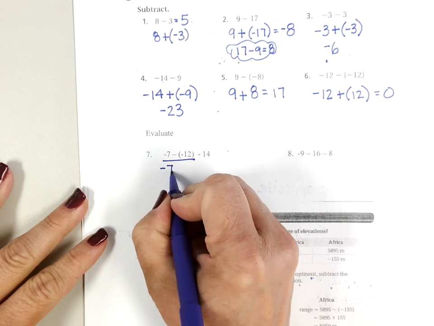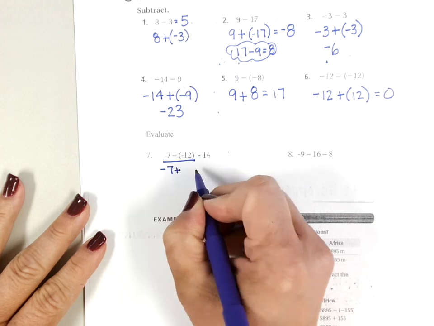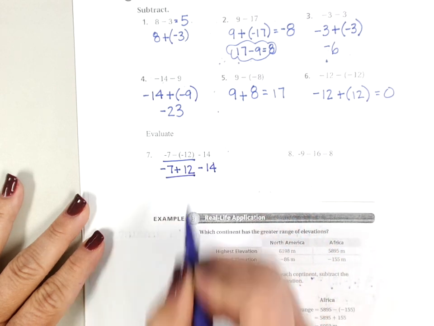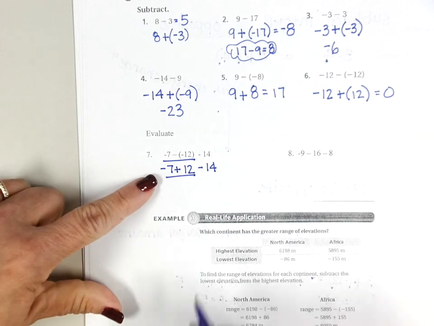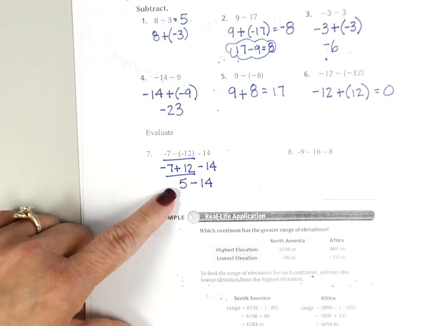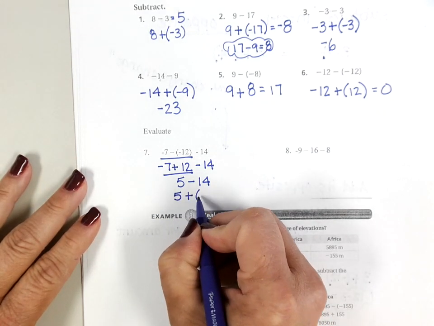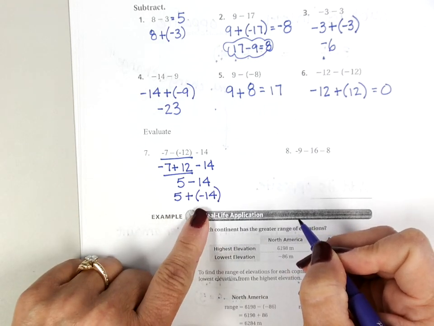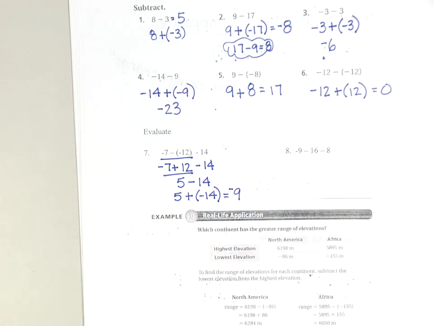So the first thing I'm going to do is just this problem and do the keep, change, change. So I'm going to change to plus, I'm going to change to positive 12, and I'm going to rewrite the minus 14. I'm going to solve the addition part. Different signs means I have to find the difference. 12 minus 7 is 5, and I have more positive, so it's positive. Then I got to take away the 14. So now I'm going to keep, change, change again. 14 and 5 are different signs. 14 minus 5 is 9, and I have more negatives, so it's negative 9.